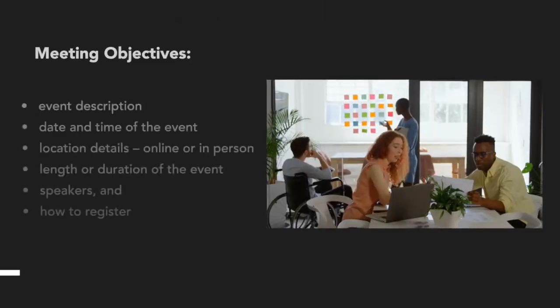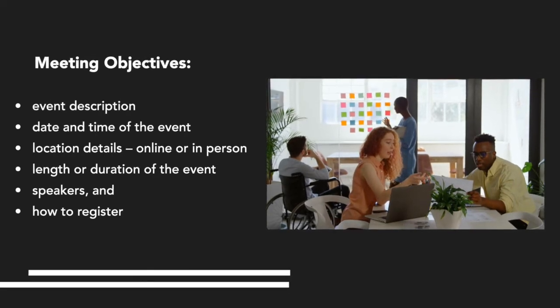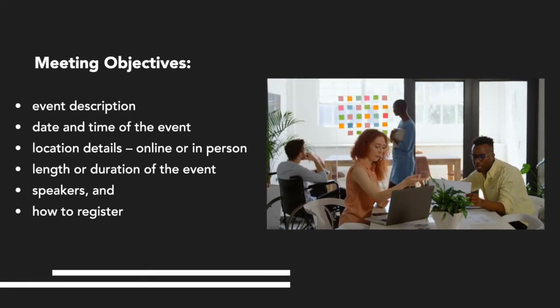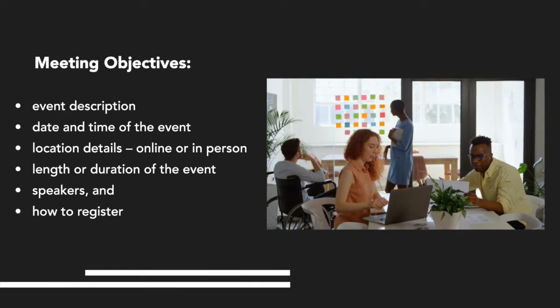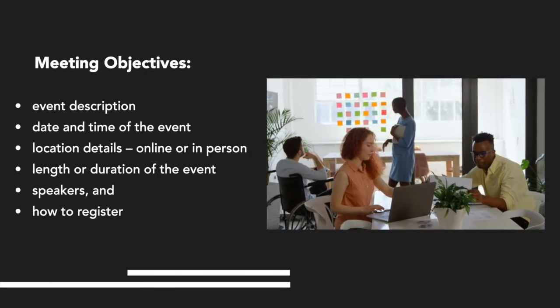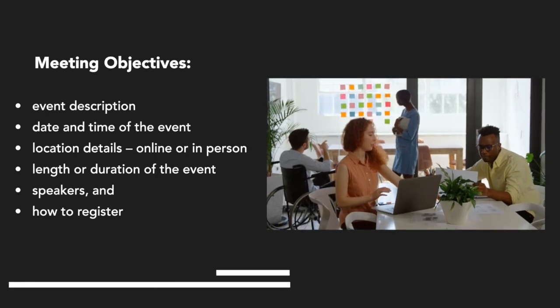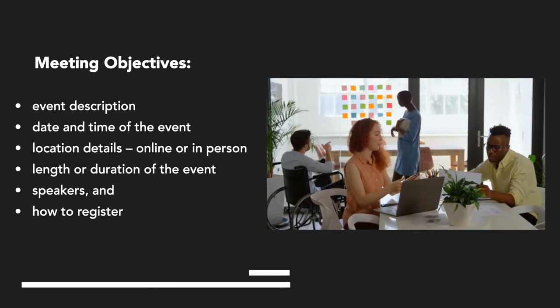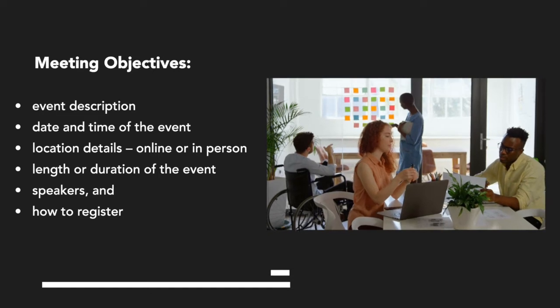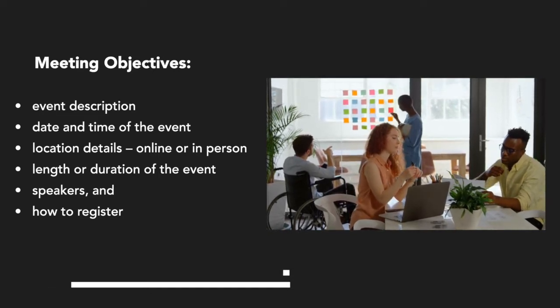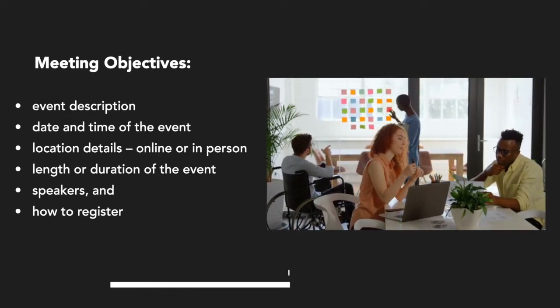Specify meeting objectives in your meeting announcement or invitation, and be sure to provide all of the relevant information the audience will need to access the meeting or presentation in the invitation. Be sure to include the following in your communications: event description, date and time of the event, location details, online or in person, length or duration of the event, speakers, and how to register.